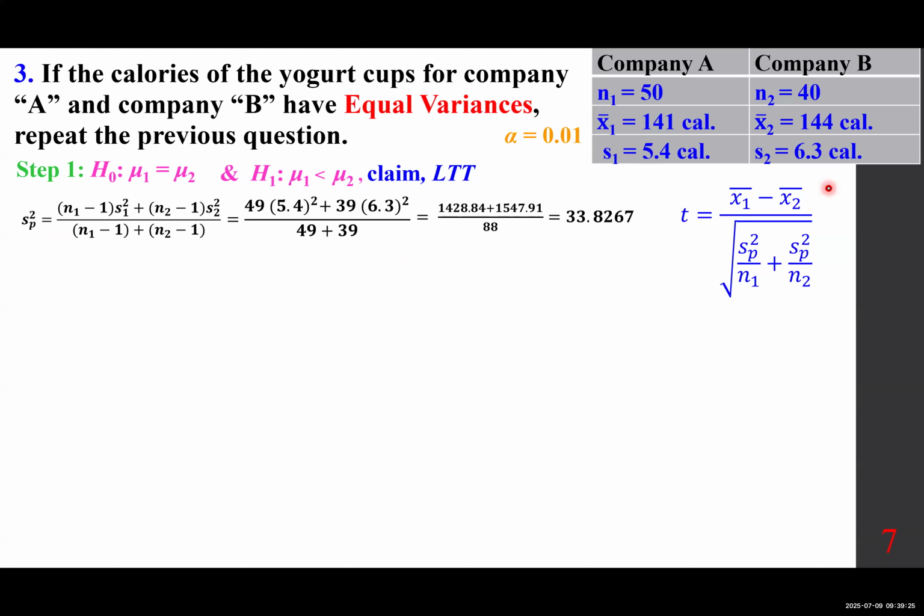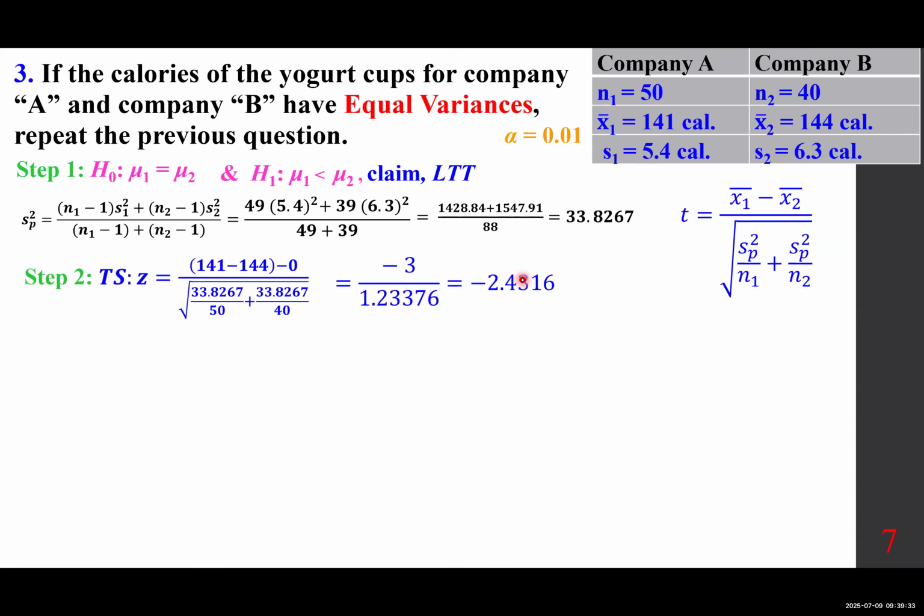The numerator remains the same as before. The difference between the two was -3. And we end up with this. And again, that 0 is the same thing because it comes from H0. -2.4316. Critical value, alpha is 0.01. Degrees of freedom, the way it works here, and it gives us the same result with the technology, is that we add up the degrees of freedom. So in other words, 50 minus 1 and 40 minus 1 will be added. So degrees of freedom is n1 minus 1 plus n2 minus 1, which gives us 88.